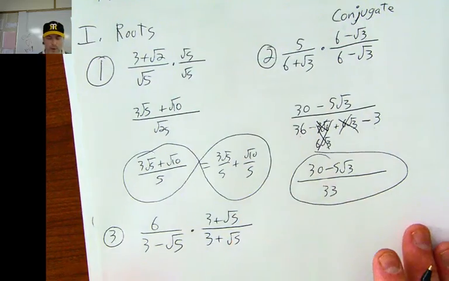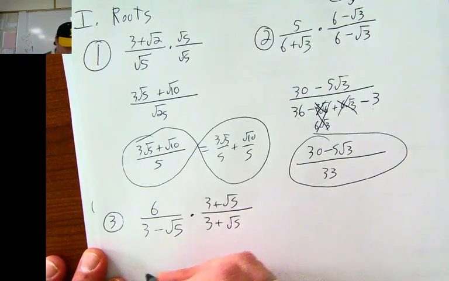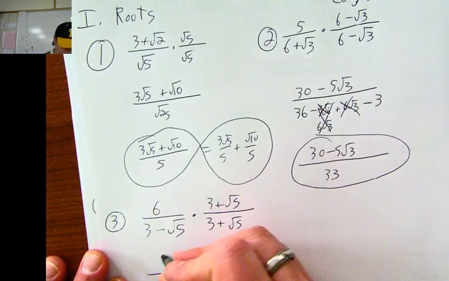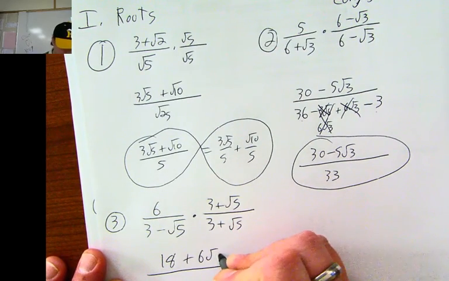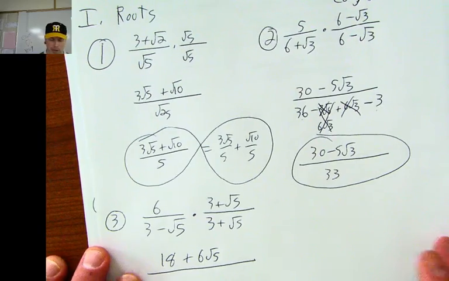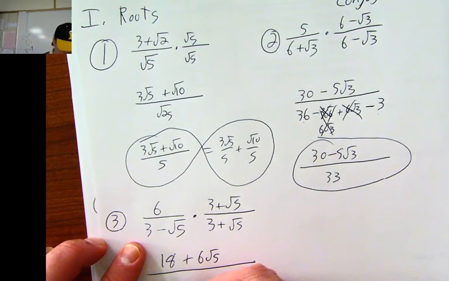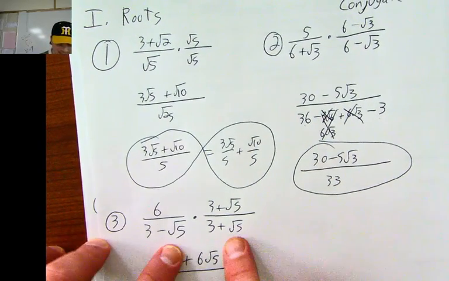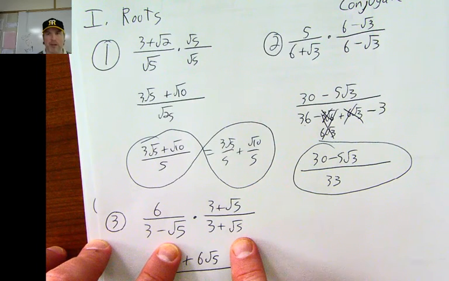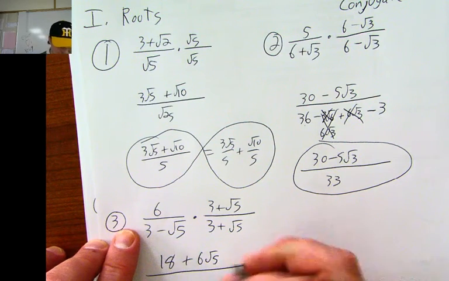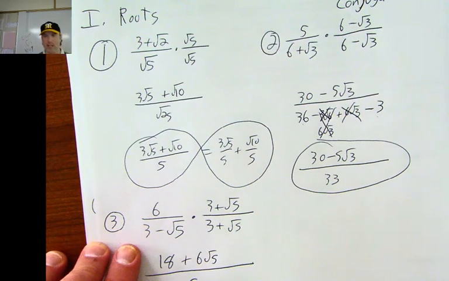So we're multiplying the numerator and the denominator by that. The numerator, 6 times 3 is 18. 6 times root 5 is 6 root 5. And then on the denominator, the firsts is 9. The lasts, negative root 5 times positive root 5 is negative root 25, which just becomes minus 5. And then the outers and the inners cancel out.